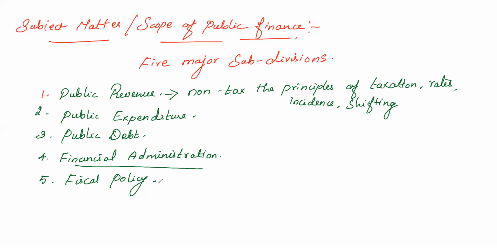Then fiscal policy. Taxes, subsidies, public debt and public expenditure are the instruments of the fiscal policy. Okay, that's all. Next heading is public finance and private finance.